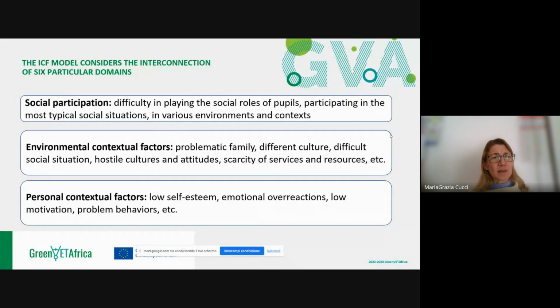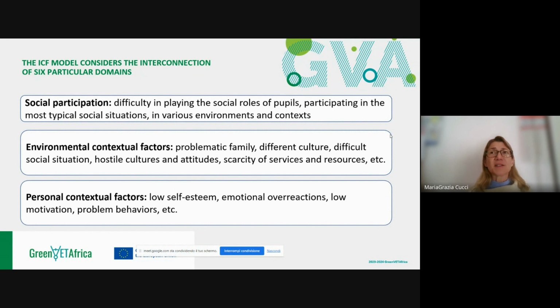Another important domain is social participation. We can see some students who have difficulties in playing the social roles of student, of pupil. They have difficulties participating in social situations, not only inside the class, but also, for instance, during spare time, during the time in the school canteen, in various environments, in various contexts.